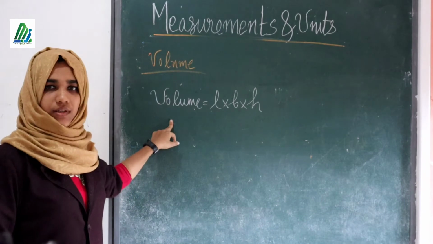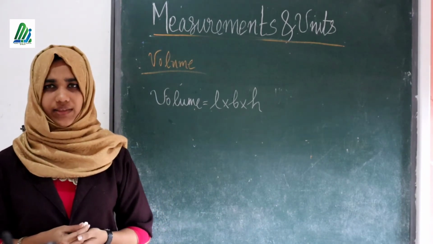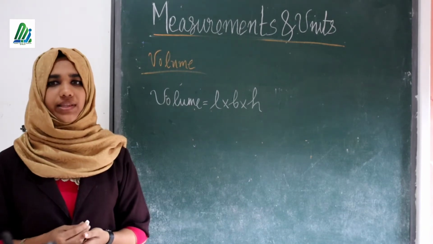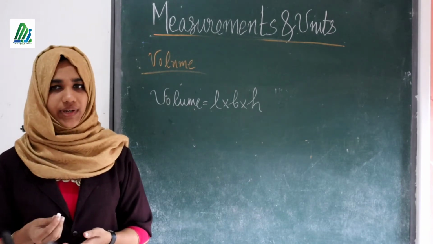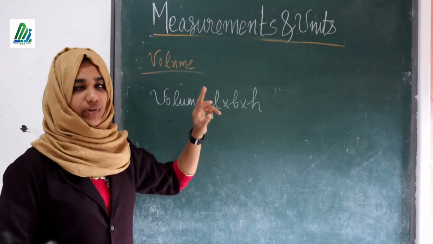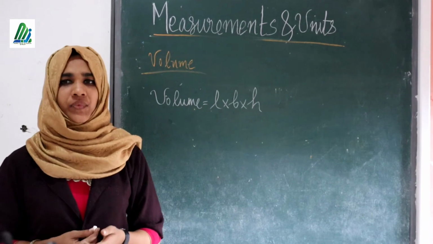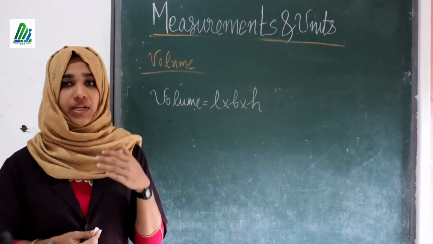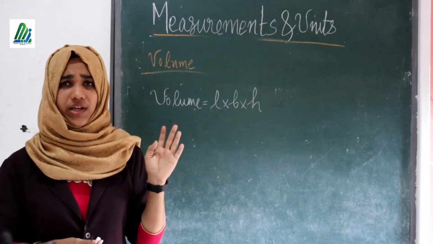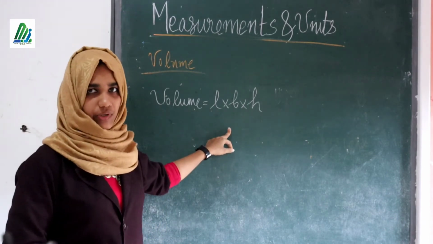This length into breadth into height are a type of length, isn't it? These are fundamental quantities. Length is a fundamental quantity, breadth is also a fundamental quantity and height is also a fundamental quantity. For measuring the volume, these all are fundamental quantities. Hence, volume is a derived quantity.